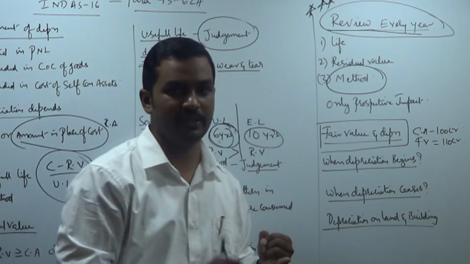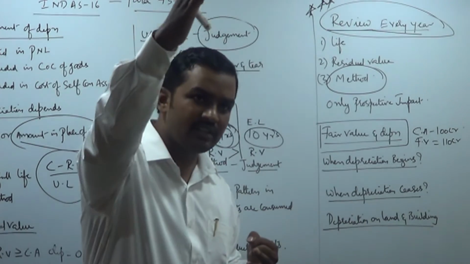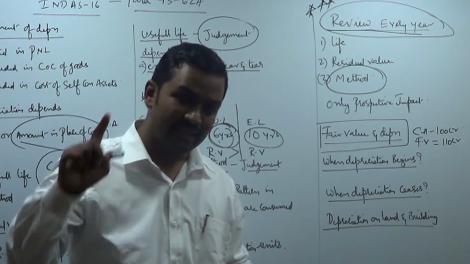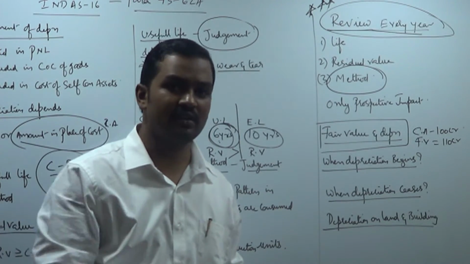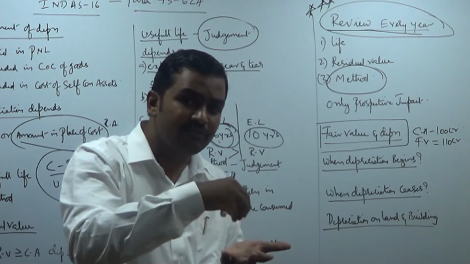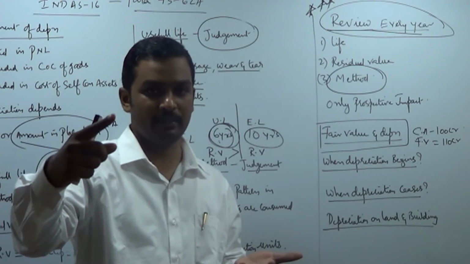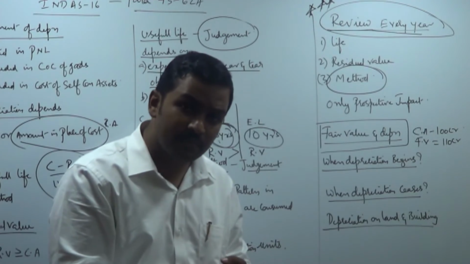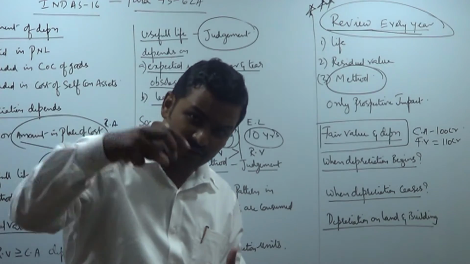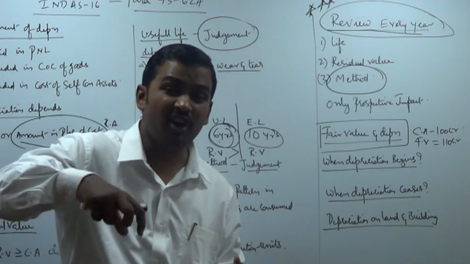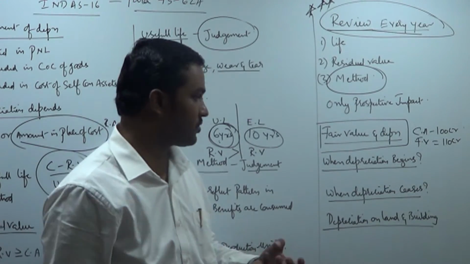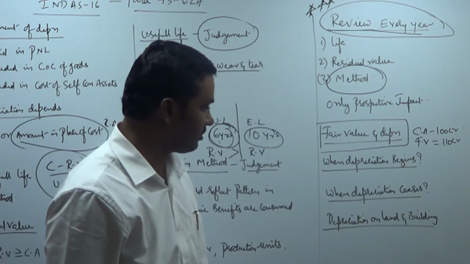continue depreciation. Asset has been retired from active use, but it is not held for sale. In such cases also, as per the standard, we should continue depreciation. So the day the asset is available for its intended use, commence depreciation. If the asset is temporarily idle, continue depreciation. Asset has been retired from active use but it is not held for sale, continue depreciation. This is what the standard has to say with respect to when depreciation begins.